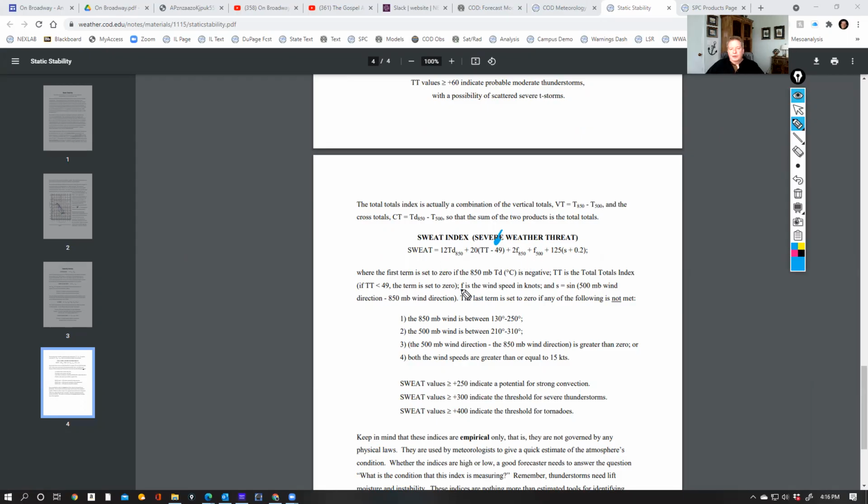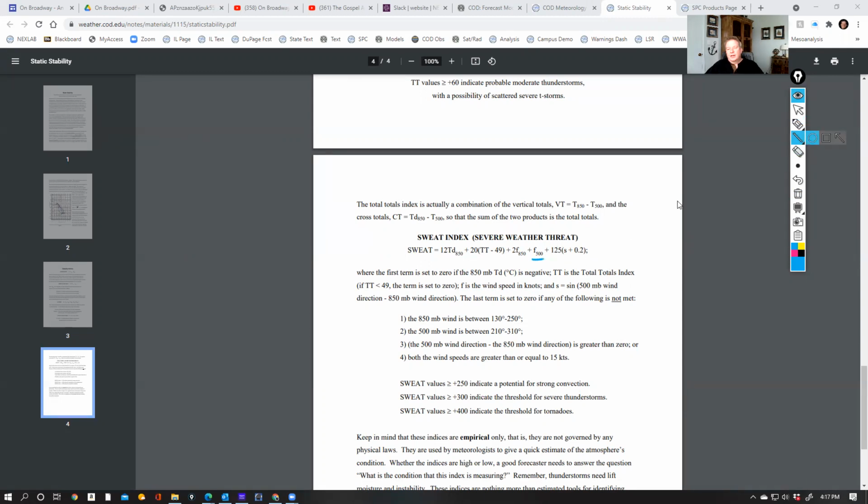Then it says 2 times F at 850. Well, F, if you read here, is the wind speed in knots. So you look at the wind given to you, Bob gives you that, and you say 2 times the wind, as long as it's in knots, okay? Then you have the wind speed at 500 millibars. And then this last term.